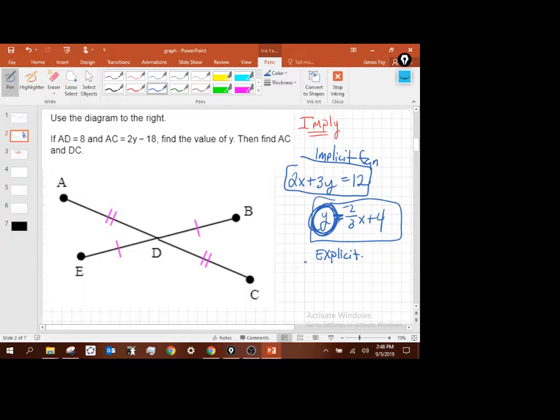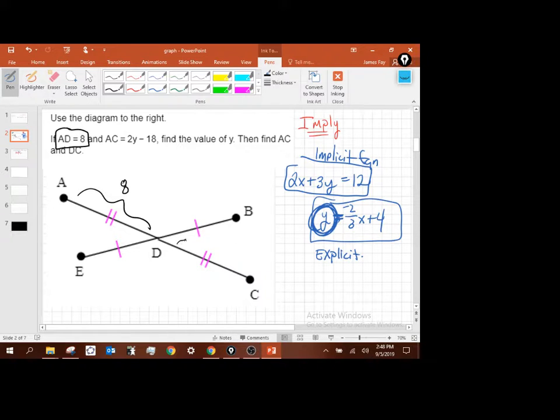Okay? And the reason I want to talk about that is because in this question, there's some implicit information and there's some explicit information. Okay? Does this tell me exactly what AD has to be? AD, which is that length right there, is 8. Okay? That is explicit information. They're telling me exactly what I need to know for AD.